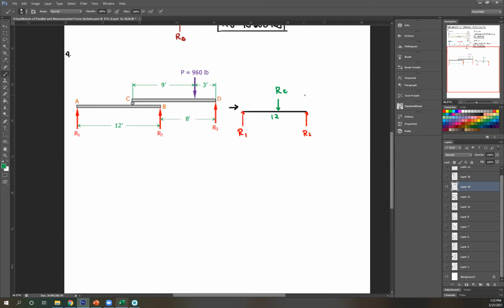So it should be at the middle. Why? Because if I put it anywhere else, let's say here, and I take summation of moment, one of these two will be greater than the other. If I take RC here and I take moment at A equals 0, these two will have an equivalent force. So therefore, this is at the center. So this is now 6. This is 6.